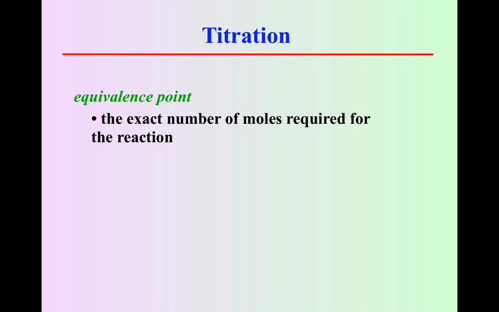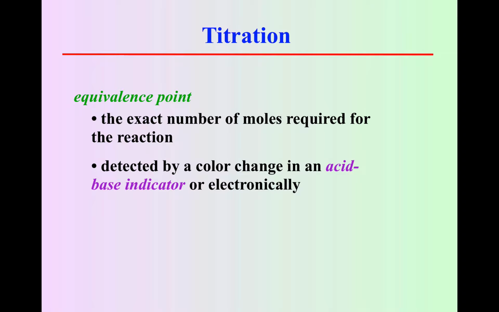All right, so as last time, the equivalence point is a point during the titration where I've added enough moles of the titrant to burn up the moles of the thing I'm titrating into. And we use some sort of acid-base indicator or some sort of electrical device to indicate that point.